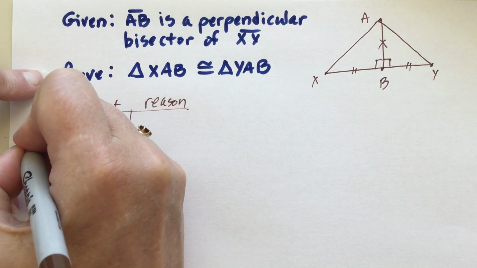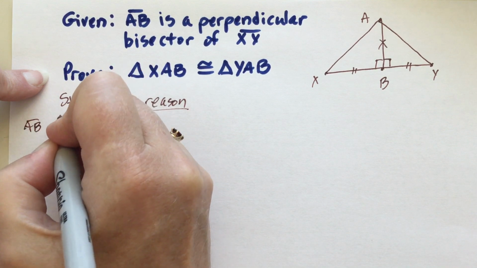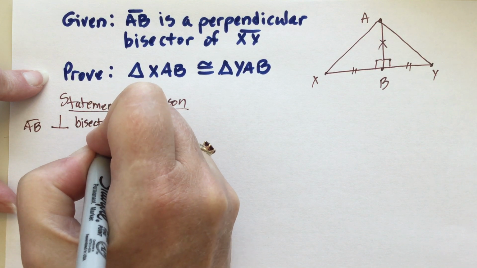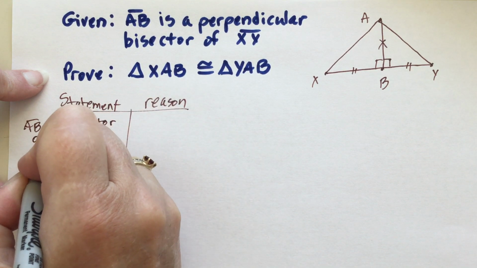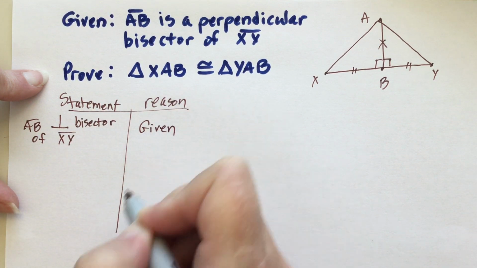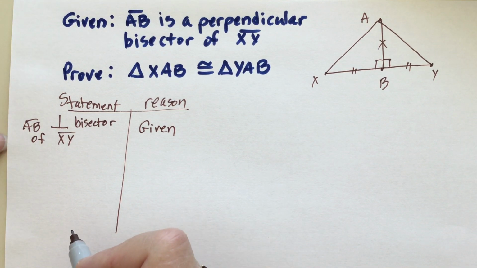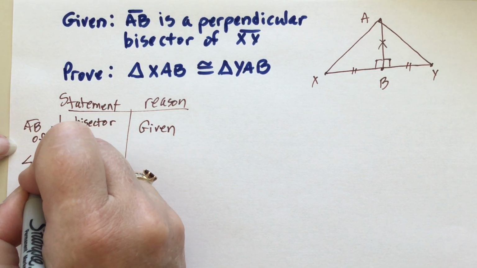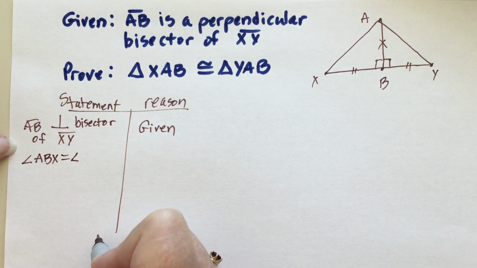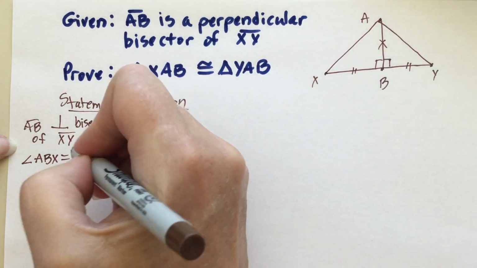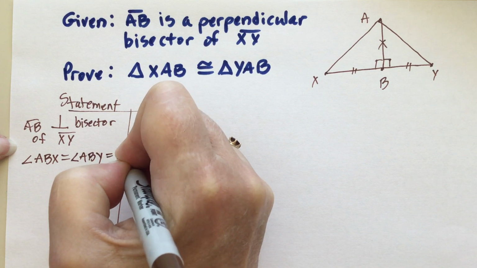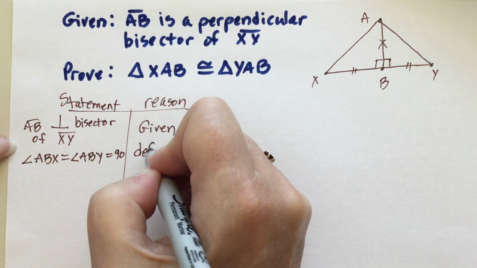First, I'll start with the given. AB is a perpendicular, that's a symbol for perpendicular, bisector of XY. That's given. Knowing that, I know that angle ABX is congruent to angle ABY, and I know they're equal to 90 degrees. That's the definition of perpendicular.